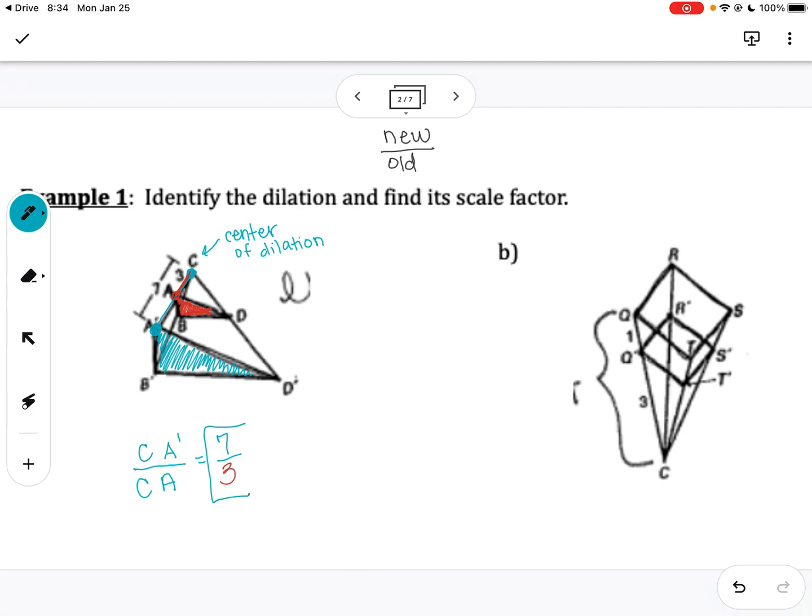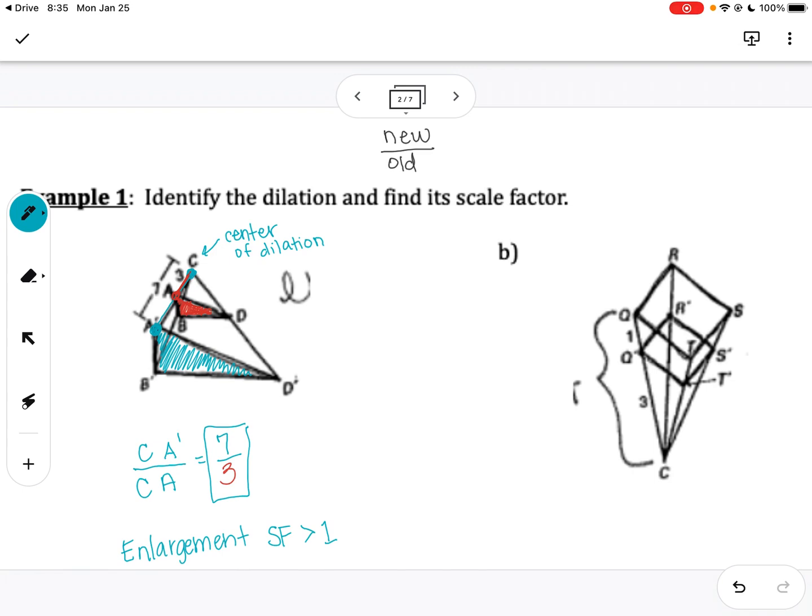With this scale factor, I can tell that this is an enlargement because the scale factor is greater than 1. If the scale factor is bigger than 1, then that's going to make it an enlargement. The resulting figure is going to be larger than the original.